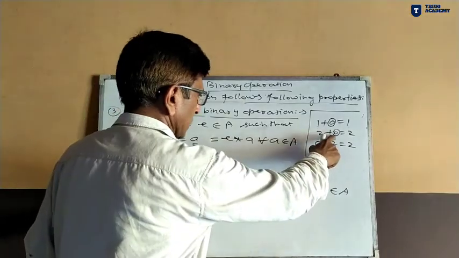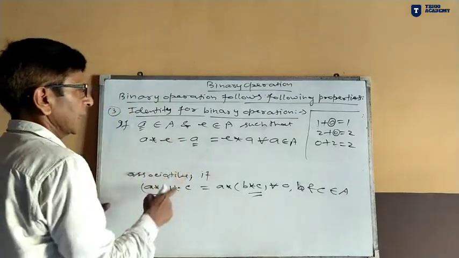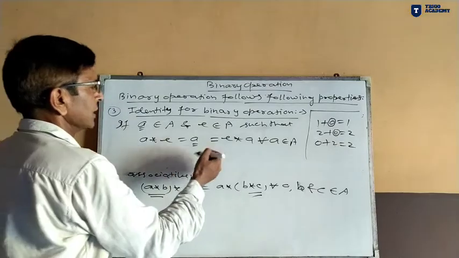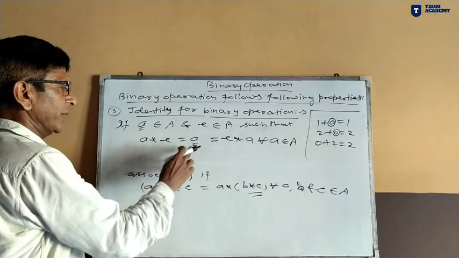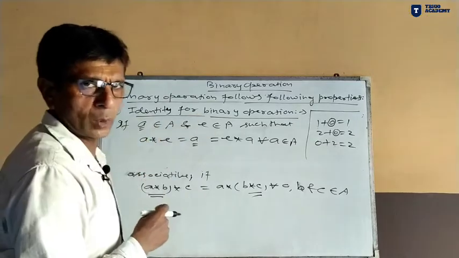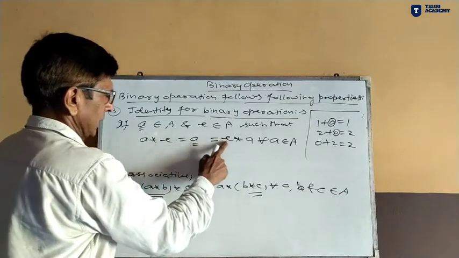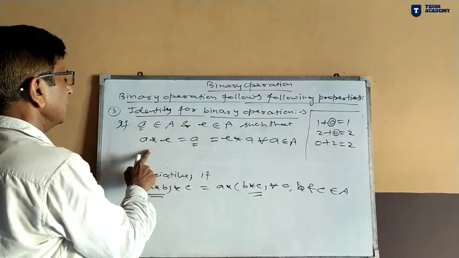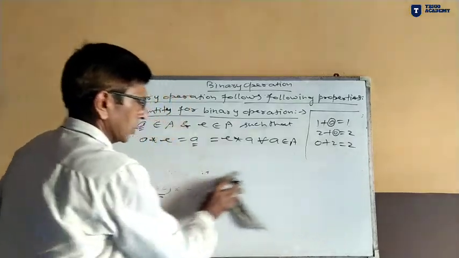This 0 is identity for addition operation. Same way here, in case of binary operation we consider any element such that after operating we get the same element, then such element is said to be identity for this binary operation. Like here E is such that A star E equals A, E star A again equals A, so this way we will say element E is said to be identity for this binary operation.